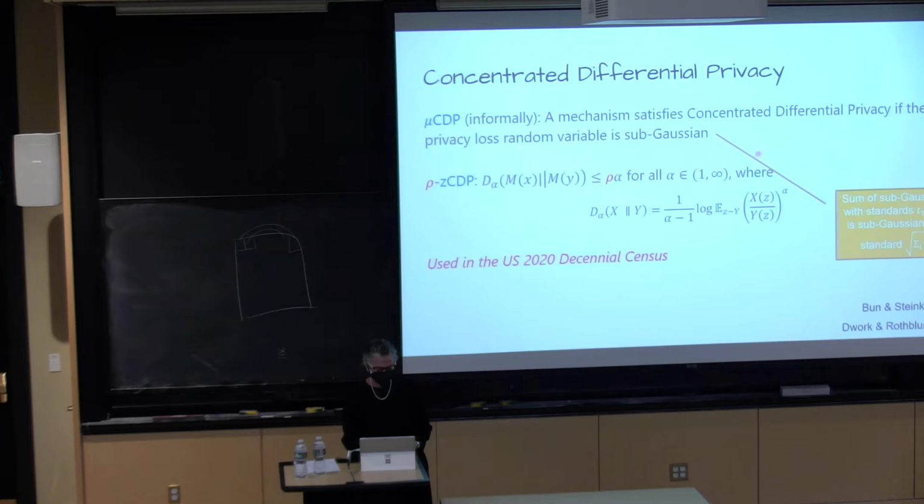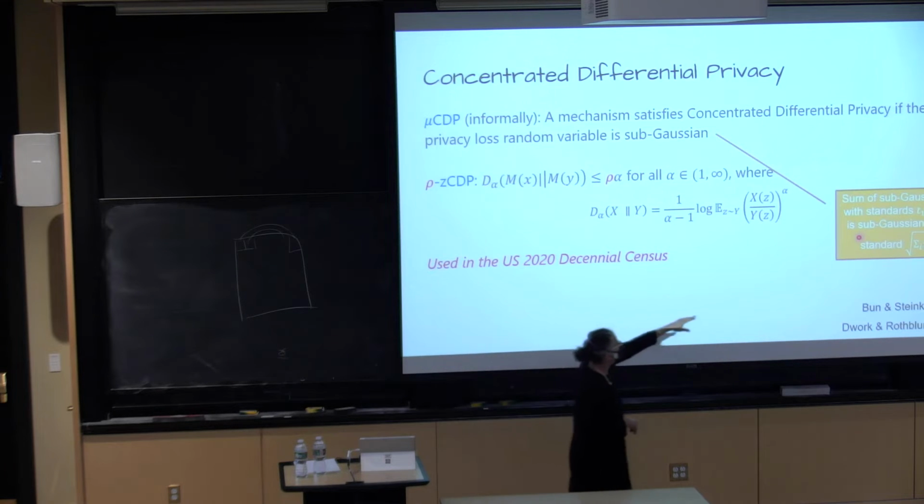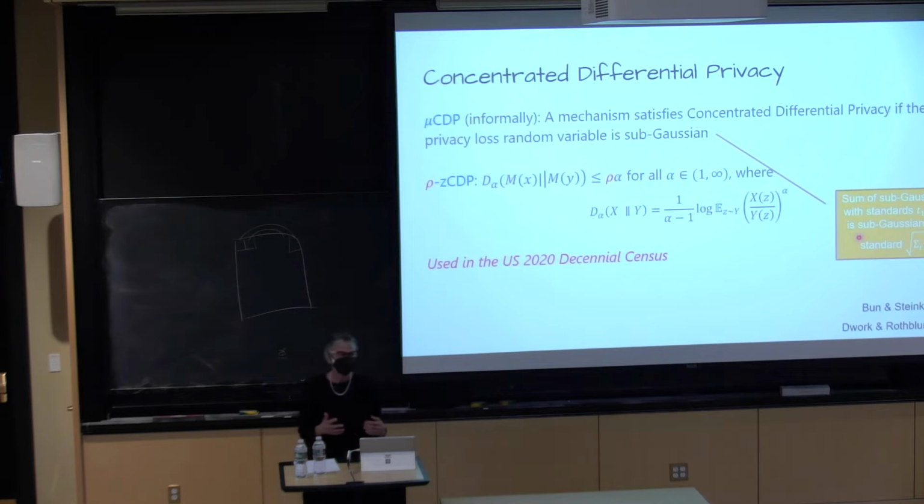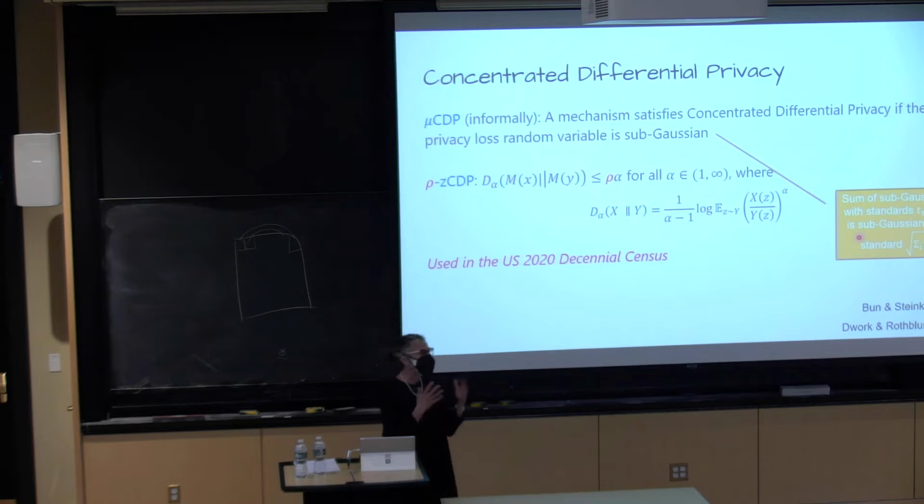Sorry, forget this part for a second. Now, let's just look at this piece over here. What happens under composition? The sum of sub-Gaussians that have standards of tau 1 up to tau k is itself sub-Gaussian with a standard of square root of the sum of the squares. Okay. So this gives us exactly the composition theorem that we want. No log 1 over delta term, no delta showing up whatsoever.